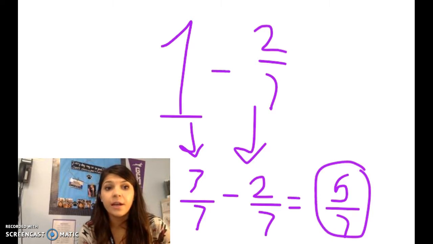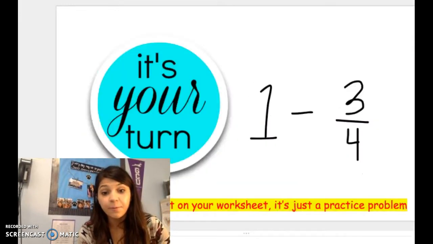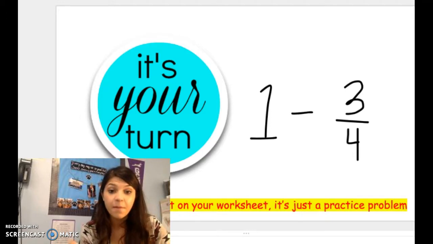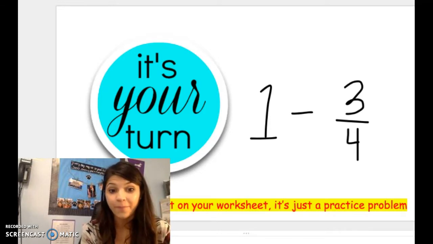What I want you to do at home is try this next one that I'm giving you. This one's not on the worksheet that I handed out to you. This is just a practice problem, but I want you to try this either on a piece of paper or if you have a whiteboard or whatever the case may be. Practice 1 minus 3/4, and I'll go over that answer with you in just a moment.